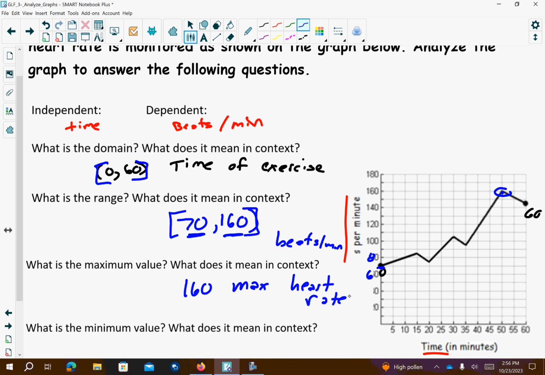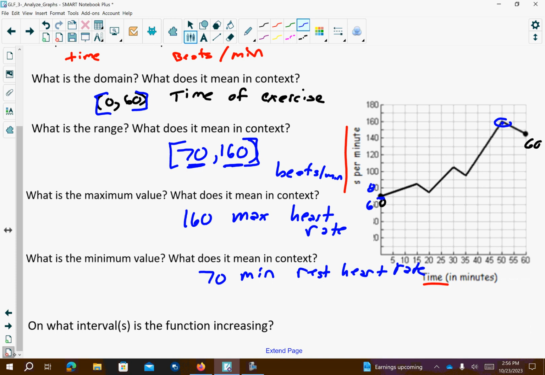What is the minimum value? The minimum value was 70, and that's the resting heart rate, like he's sitting in class. He didn't start exercising yet, but his heart was still beating because that was a good thing.